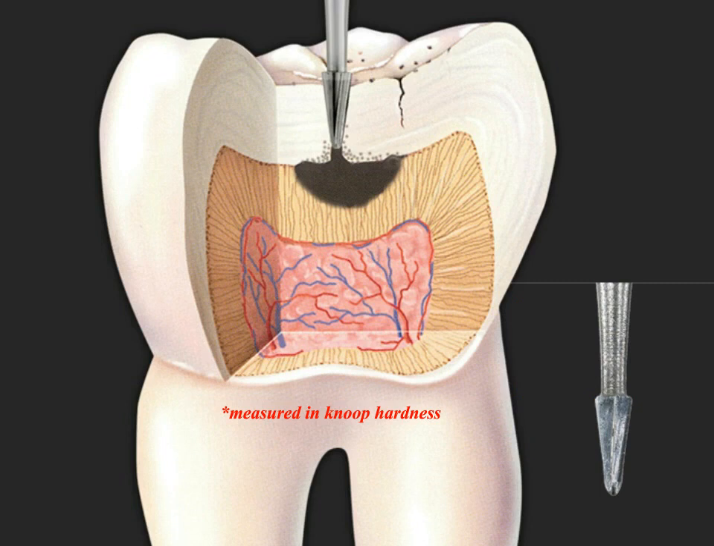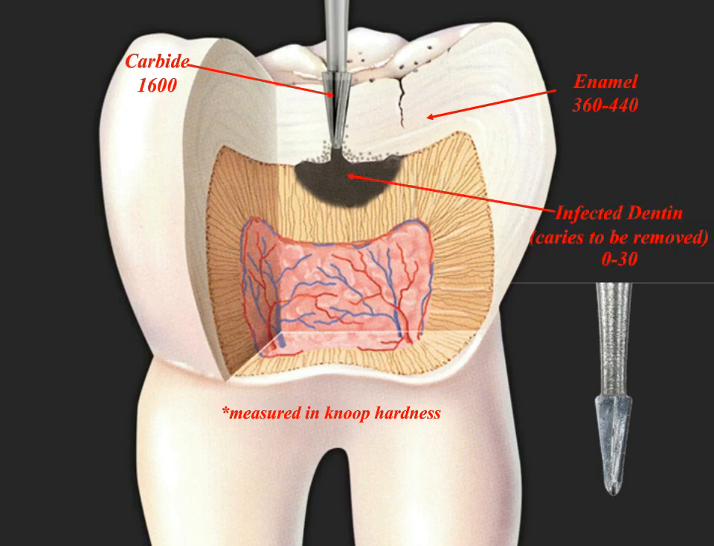Here you can see a diagram showing penetration using a fissurotomy burr into the enamel and going down toward a carious lesion in dentin. The Knoop hardness of enamel is 360 to 440. Knoop hardness of a carbide steel burr is 1600. Infected dentin, the caries we want to take out, 0 to 30. Healthy, unaffected dentin, between 70 and 90.